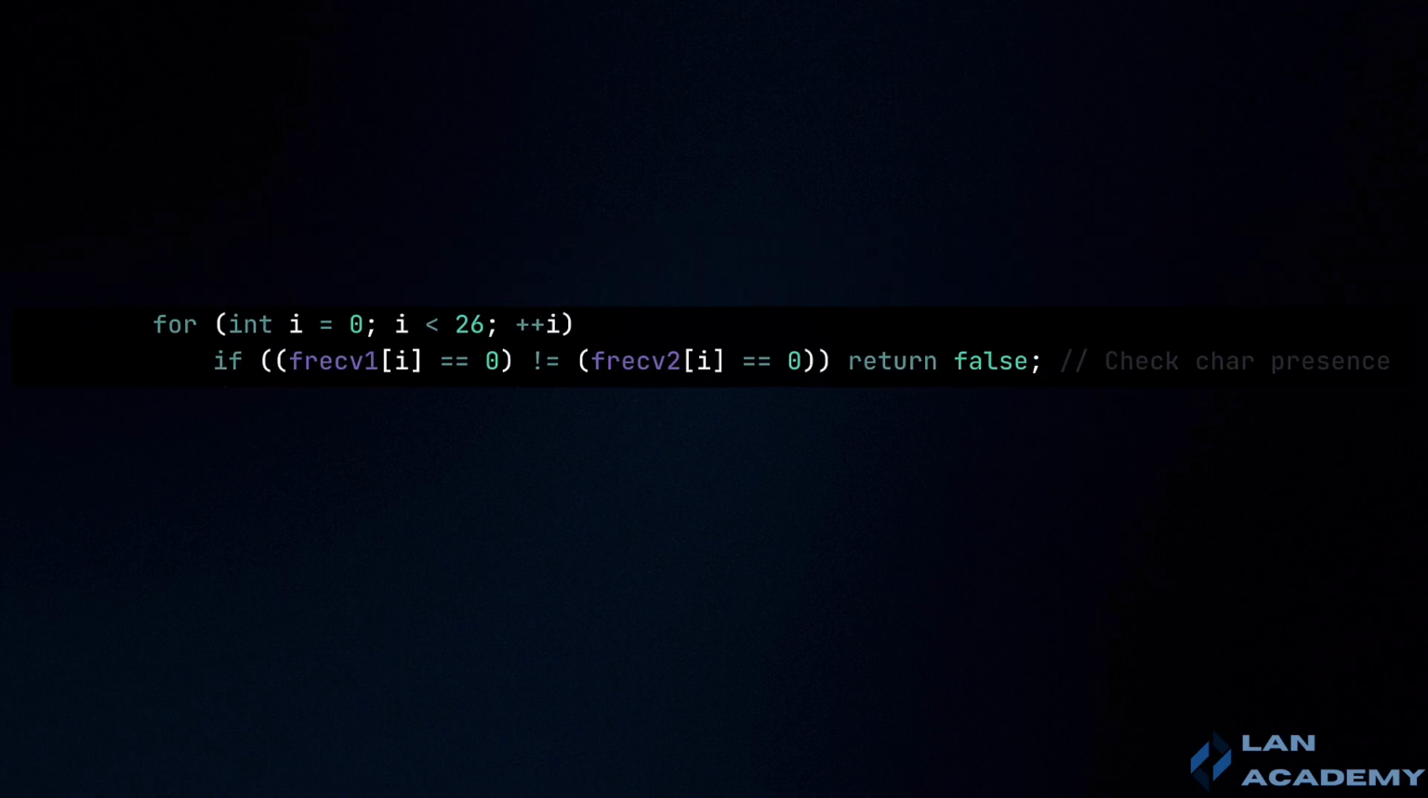Then, I check the presence of characters. In this step, I use another for loop that checks if the two words have the same letters present, regardless of the number of occurrences of each letter. If a character is present in one of the words but absent in the other, the function returns false. The loop iterates from 0 to 25 to cover all positions in the frequency arrays frec1 and frec2. Remember that each position corresponds to a letter of the English alphabet. The condition checks if the two words have the same letters present. If a character is present in one word but not in the other, the function returns false.